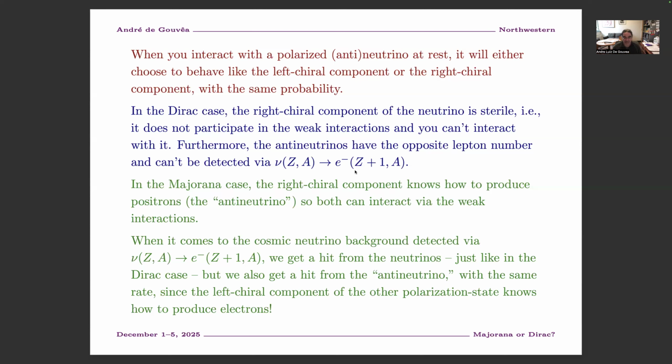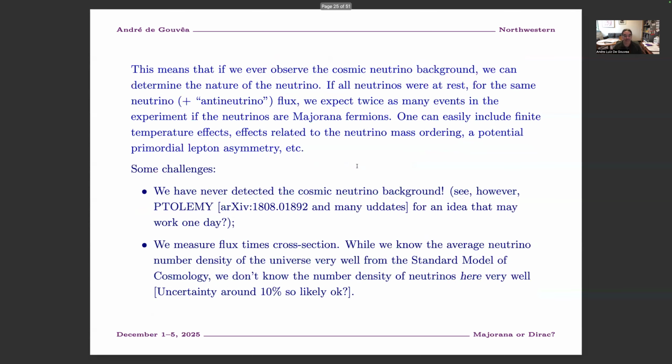So at the end of the story is, if the neutrinos are Dirac, the neutrinos can contribute to this stimulated beta decay, and the antineutrinos cannot. If the neutrinos are Majorana, the neutrinos contribute to this stimulated beta decay, just like the Dirac neutrinos did, but the antineutrinos, which are also neutrinos in the case of Majorana neutrinos, also contribute to this stimulated beta decay at the same rate. So the end of the story is, if the neutrinos are Dirac, you get a certain rate. If the neutrinos are Majorana, you get twice the rate, which is very exciting, and it's a big effect.